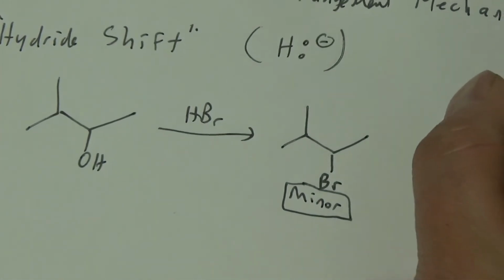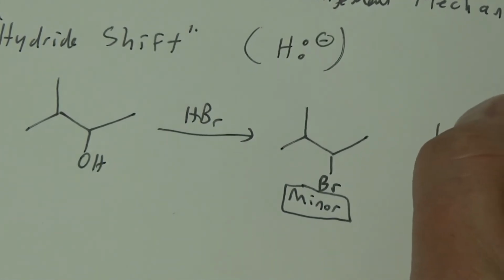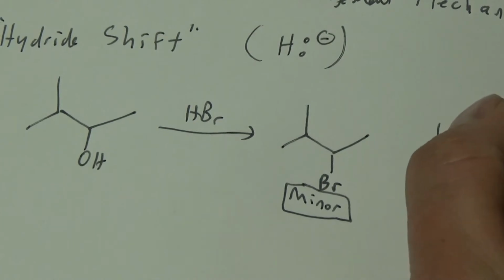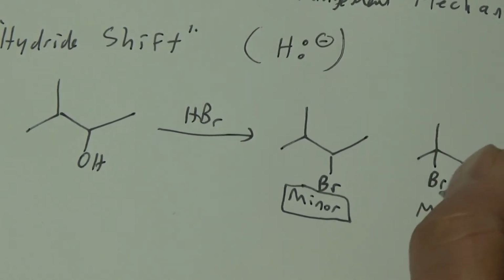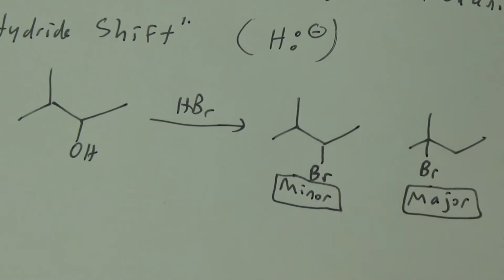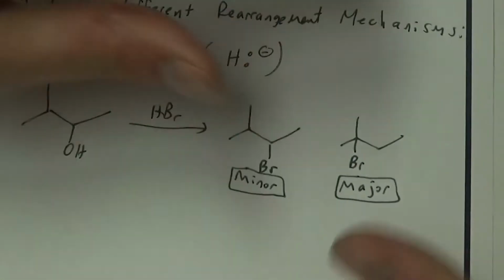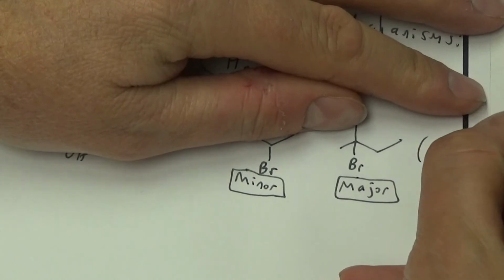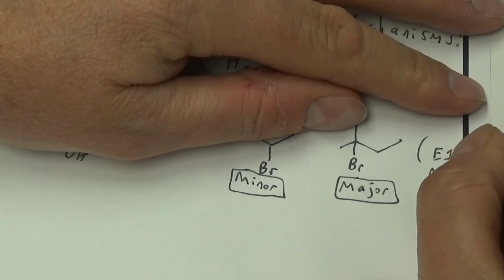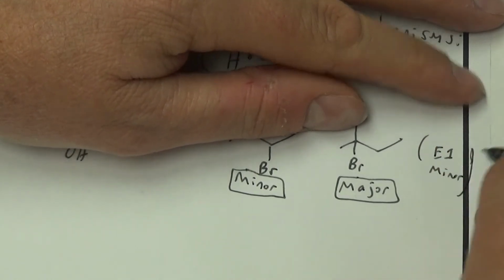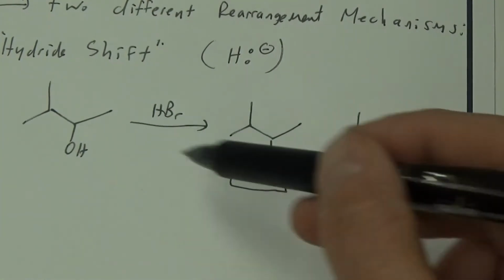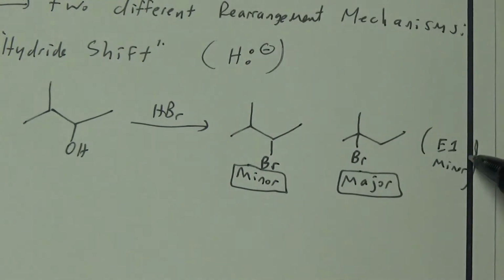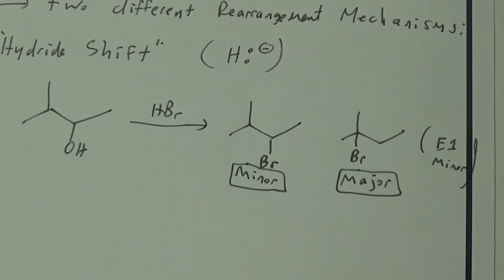And then somehow, through some weird mechanism, this is the major product. That is weird, right? We also have E1, but I'm going to ignore that for now. E1 is also minor. Let's skip the E1 discussion for this second, because this is SN1 chemistry, and E1 always accompanies SN1. So how does this work?